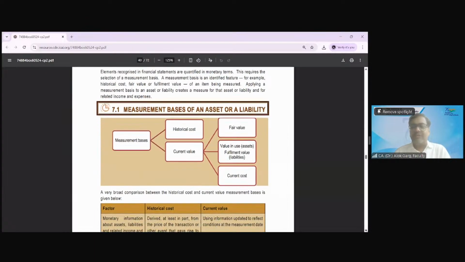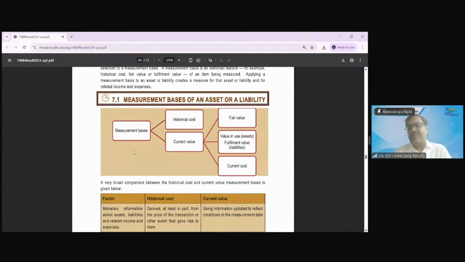What is historical cost? Historical cost means the cost at which you have acquired an asset. For example, you have acquired a machinery for 10 lakh rupees on a credit basis. What is the historical cost of the asset and the liability? 10 lakh. Right.